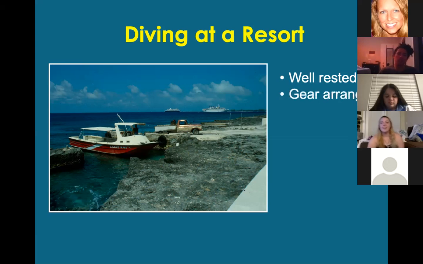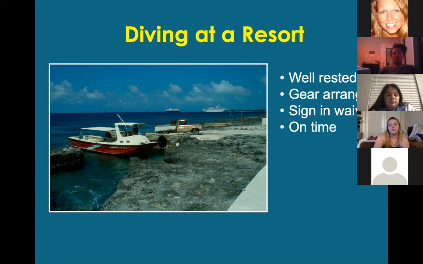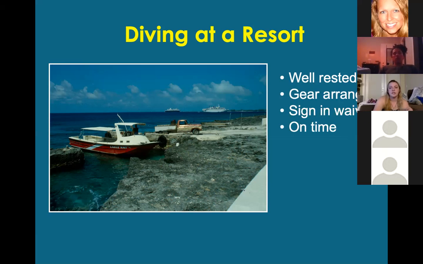Don't do it. Make sure your gear is arranged. Make sure you know where it is beforehand. You don't want to get to the boat and then not know where anything is or how to use it. Sign-in waivers: a lot of times, or every time, they'll have you sign in and fill out a waiver. At Panama City Dive Center, they'll have you fill out a waiver at the center, and then when you get on the boat, you sign a manifest as well. So make sure you sign all the papers that they need.